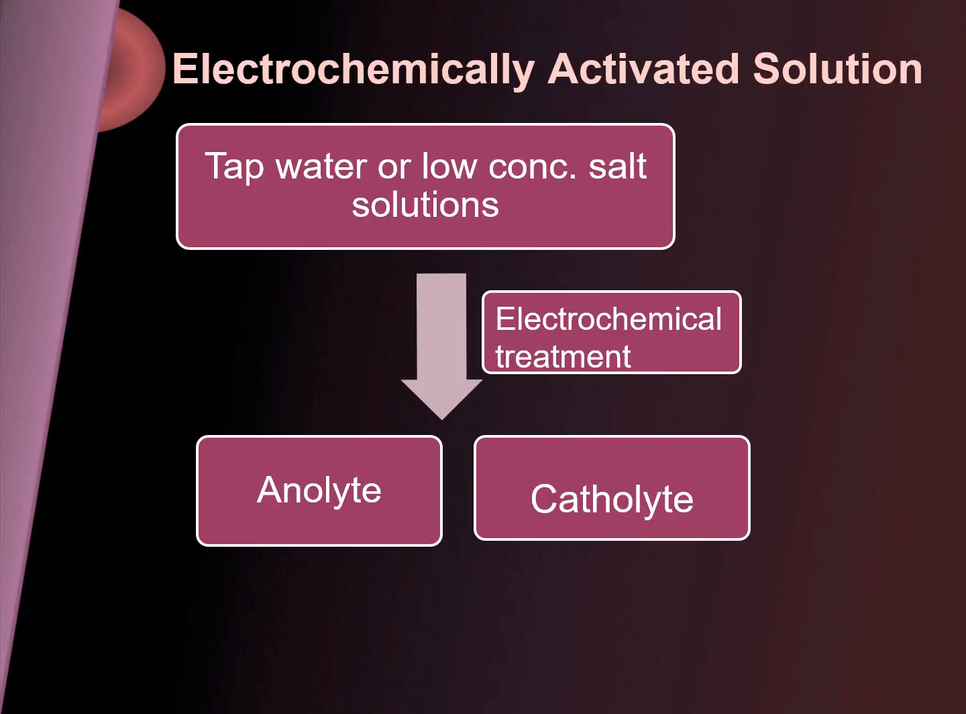Next irrigant is electrochemically activated solution. The electrochemical treatment of tap water or low concentrated salt solutions results in synthesis of two types of solution. First is anolyte produced in the anode chamber. Second is catholyte, that is produced in the cathode chamber. Anode solution has been termed as superoxidized water or oxidative potential water. And research studies have shown that it can be used as a root canal irrigant as it is non-toxic to biological tissues and it is effective with wide range of antimicrobial spectra.